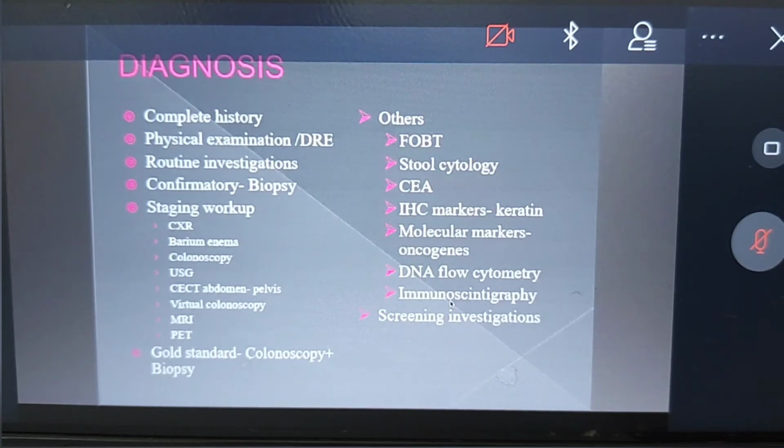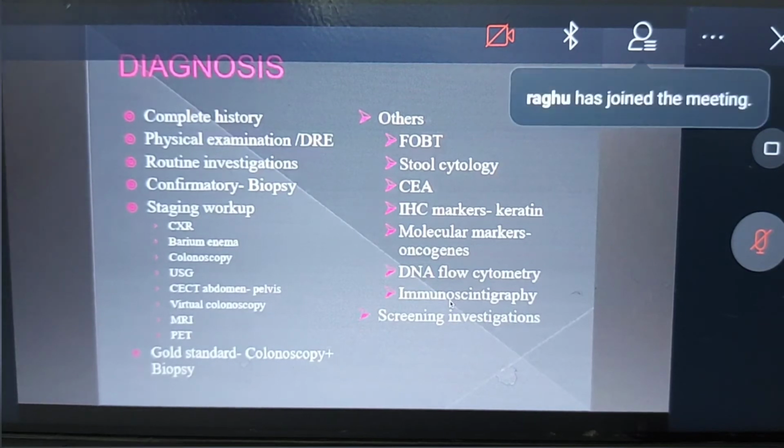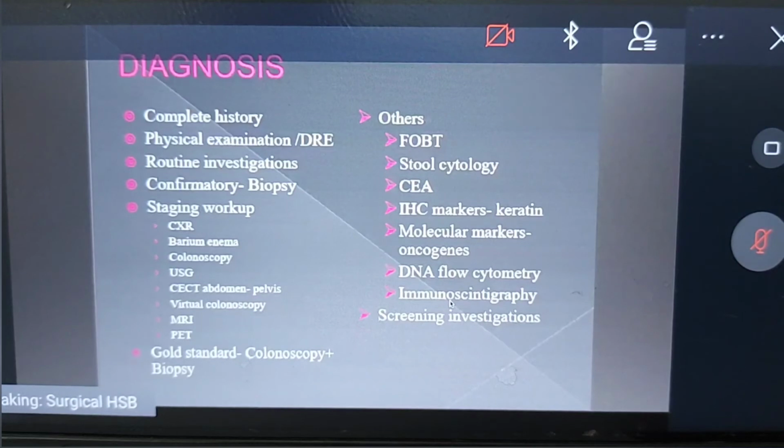So we start with our main topic, the colon CA. First, we have to get the complete history. So from the history, we should get the risk factors: if the patient is smoking, like I mentioned before, or consumes alcohol, and if there are any family members having colorectal CA, and also the symptoms, which I will elaborate more after this.